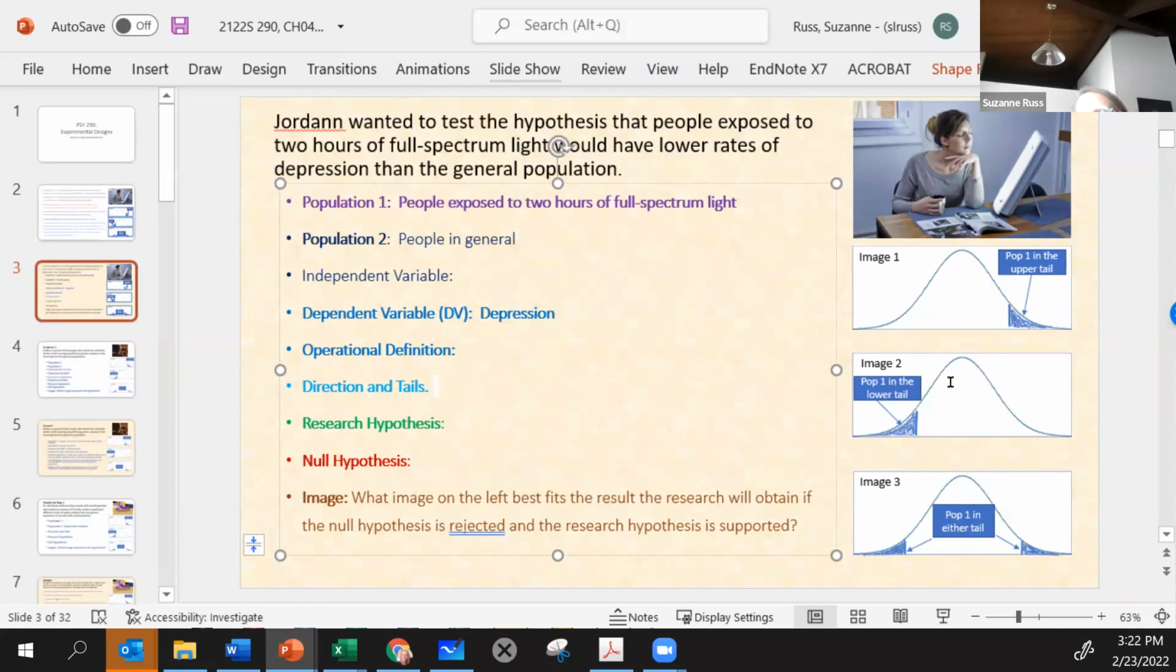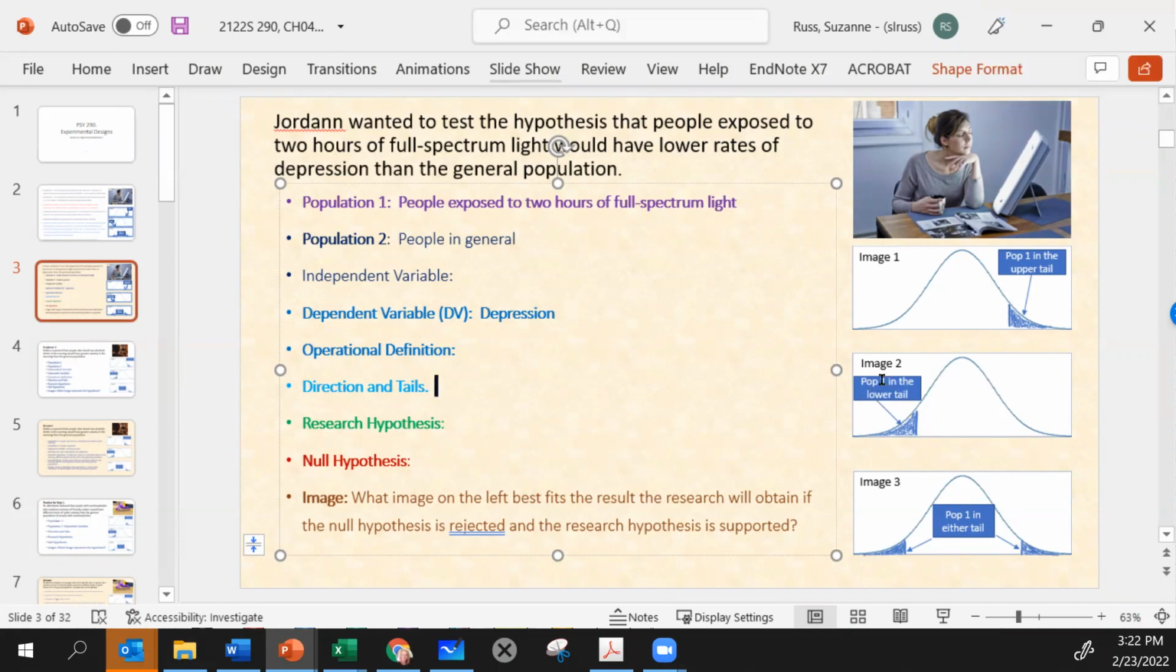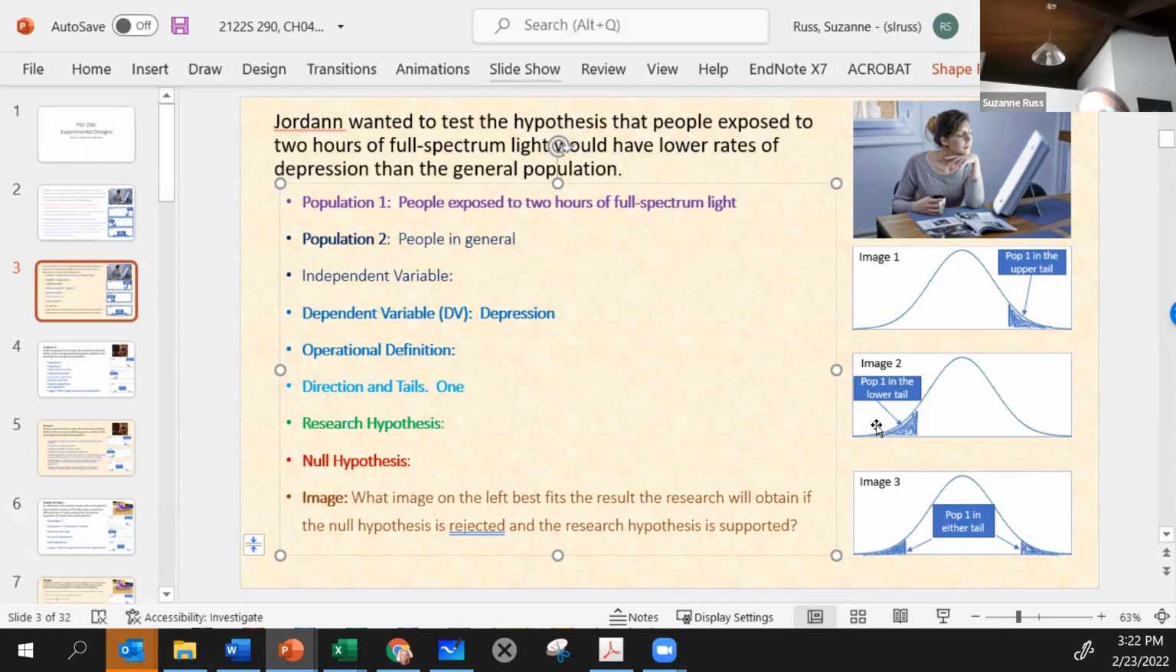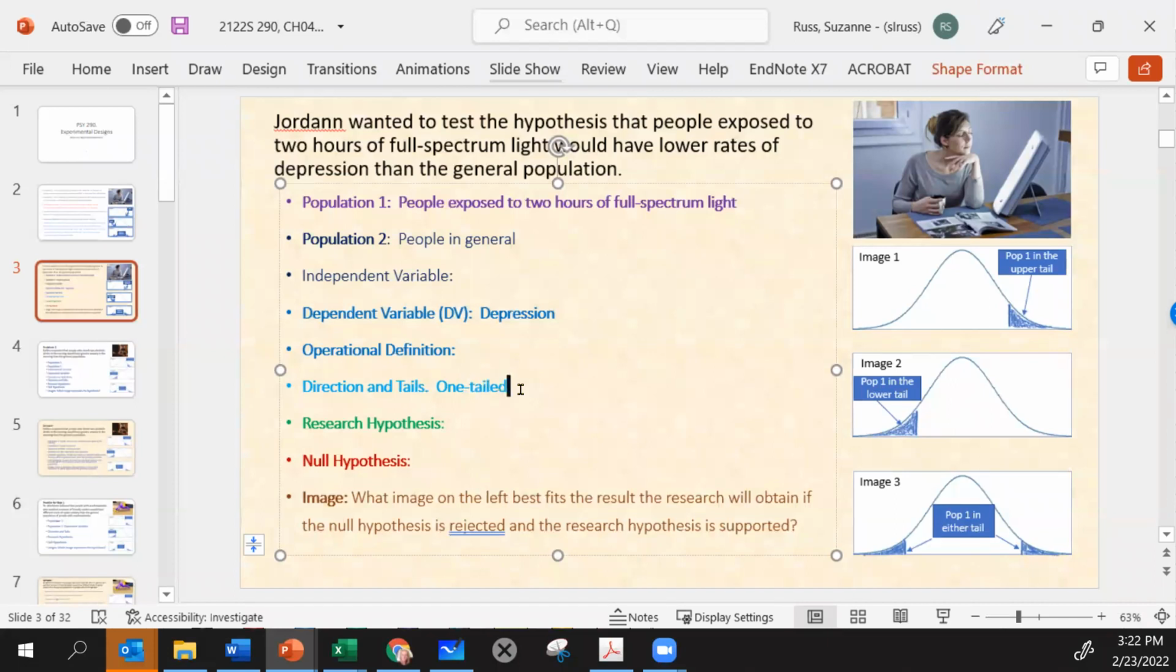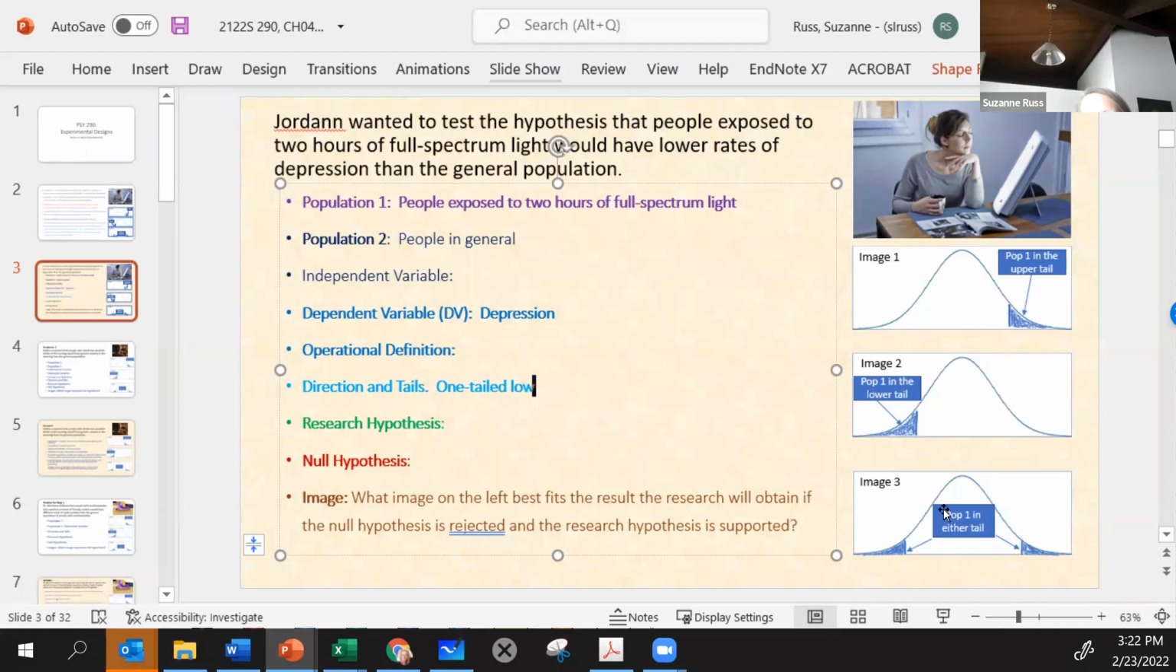So if this image two shows depression scores, she thinks that people who have the light, population one, will have scores in the lower tail. So we're going to say this is a one-tailed test. She's only looking for scores in this lower part of the distribution. And so we put low, just one tail, not both tails, just the low tail of the distribution and one tail only.